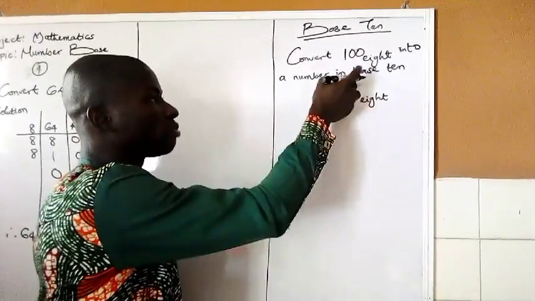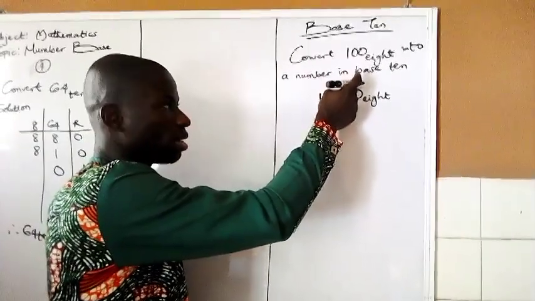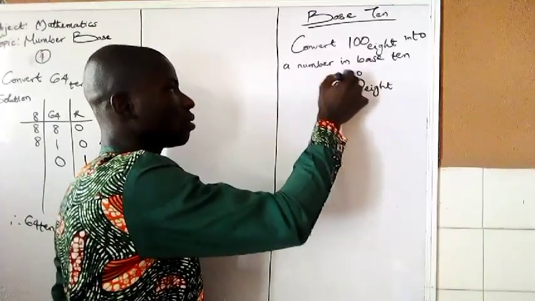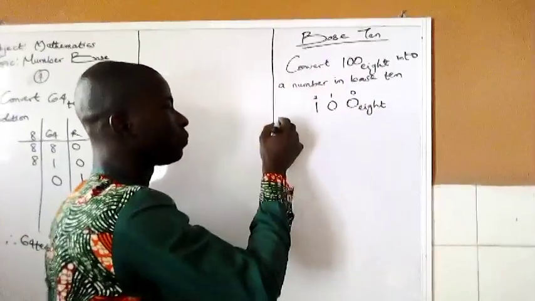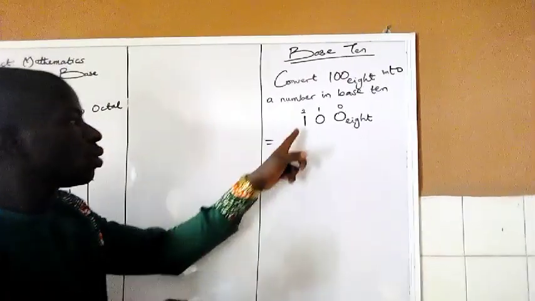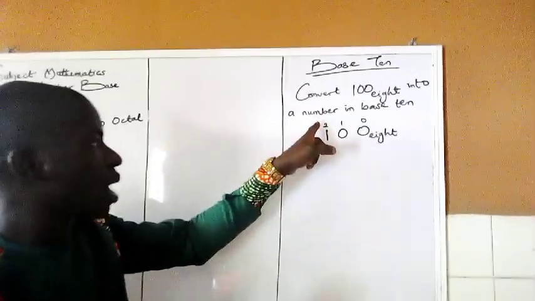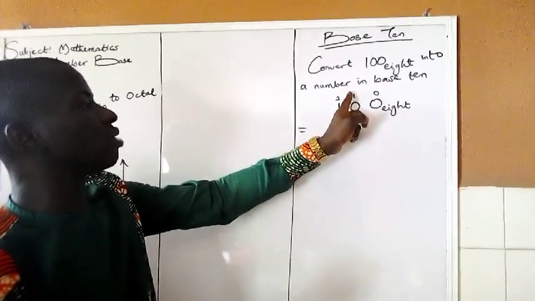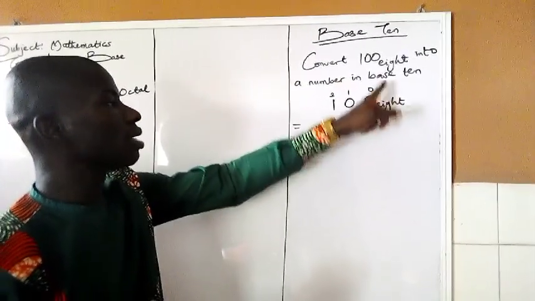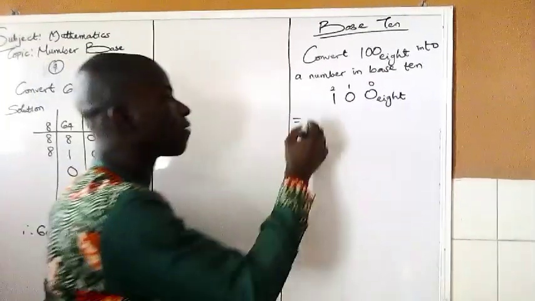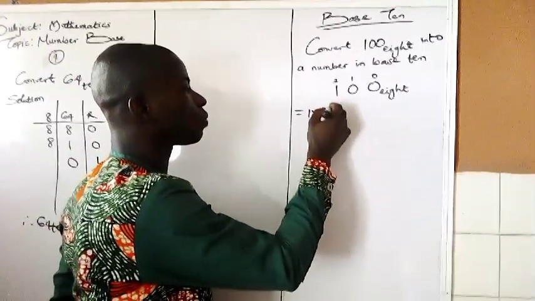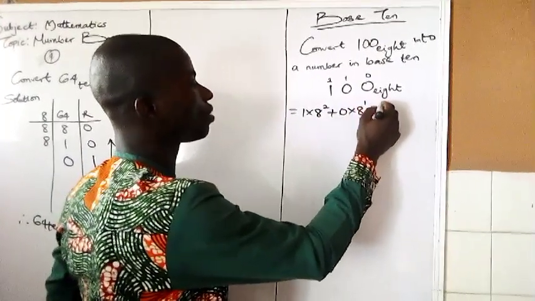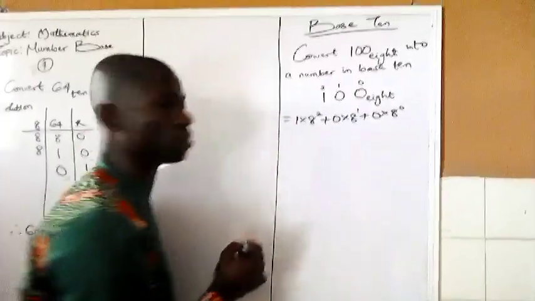You number it from the back. Are you listening to what I'm saying now? You number it from the right to the left. Then you start from 0: 0, 1, 2. Then what do you do? 1 times the base raised to power what that one is carrying. 0 times the base raised to power what that 0 is carrying. 0 times the base raised to power what that 0 is carrying. Then we have 1 times 8 raised to power 2 plus 0 times 8 raised to power 1 plus 0 times 8 raised to power 0.